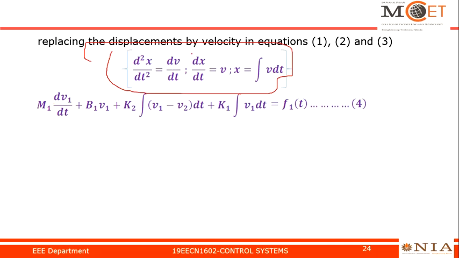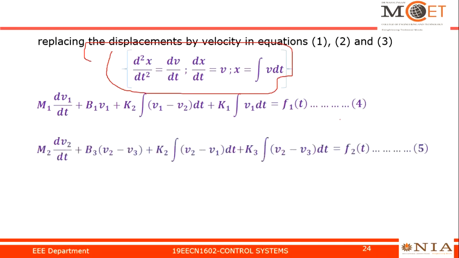So I can replace d square x1 by dt square as dv1 by dt, and dx1 by dt will be v1. And you know that x1 minus x2 can be integral v1 dt minus integral v2 dt, so integral of (v1 minus v2) dt, and k1 into integral v1 dt equals f1 of t.